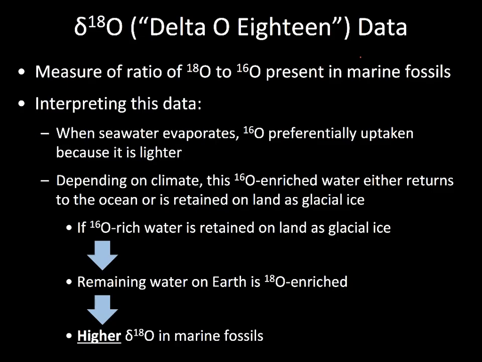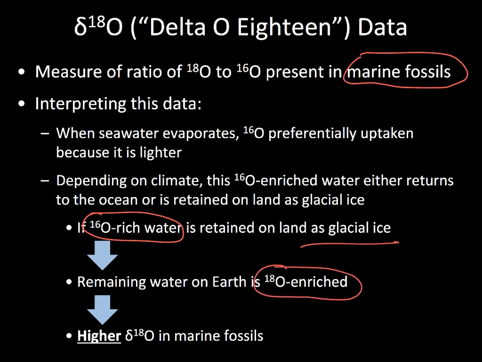Remember that marine fossils are using the oxygen in the ocean to manufacture their hard parts. So, if you have a glaciation occurring and oxygen-16 rich water vapor is getting trapped on land as glacial ice, the ocean being O18 enriched, accordingly, marine fossils are going to be using a higher ratio of oxygen-18 to manufacture their hard parts. So in those marine fossils, you see a correspondingly higher oxygen-18 to oxygen-16 ratio.